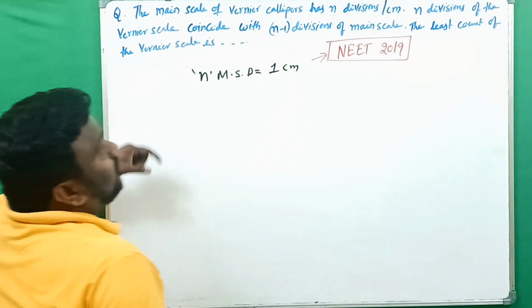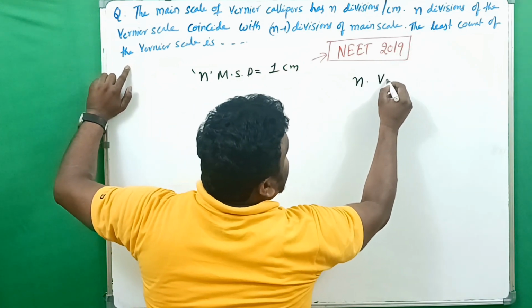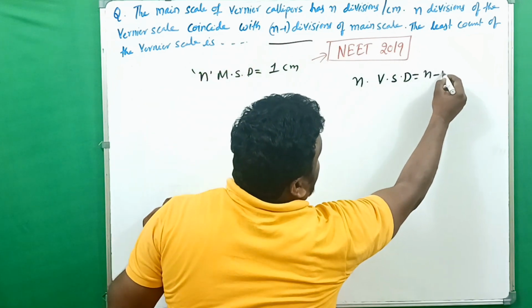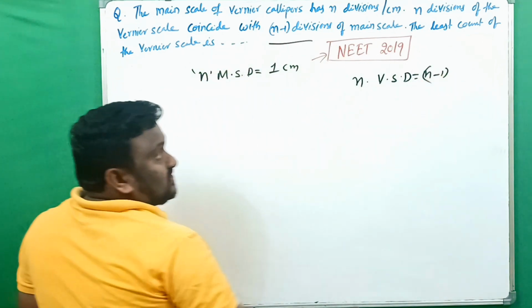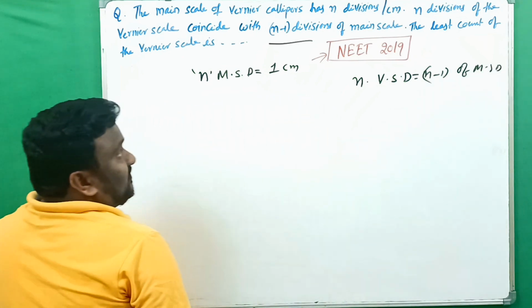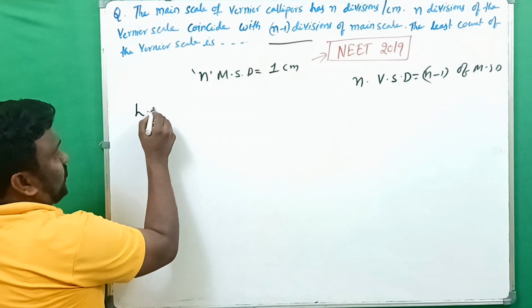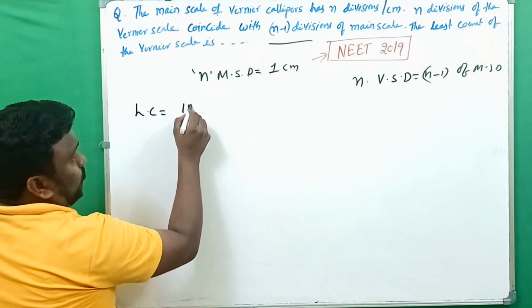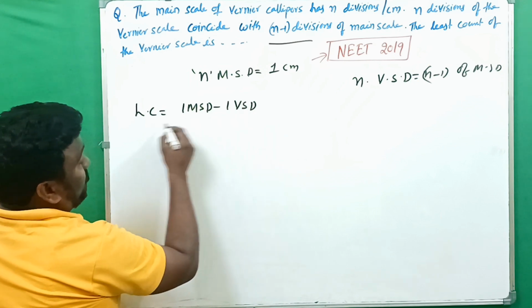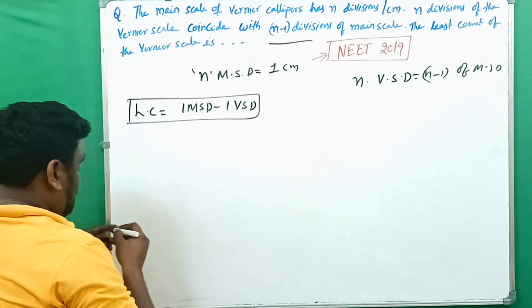And next thing is what? N number of vernier scale divisions is equal to n minus 1 divisions of main scale. So that is the given data. We have to find out the least count. So already what we know, least count is equal to what formula? 1 MSD minus 1 VSD. 1 main scale division minus 1 vernier scale division.